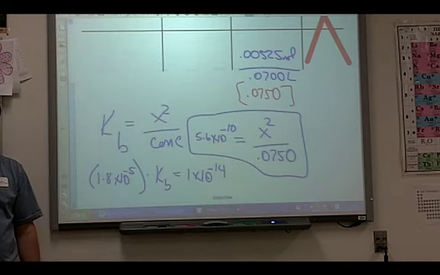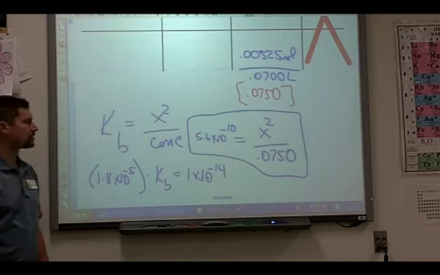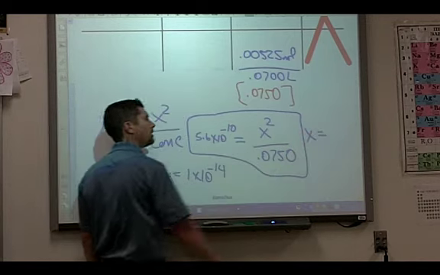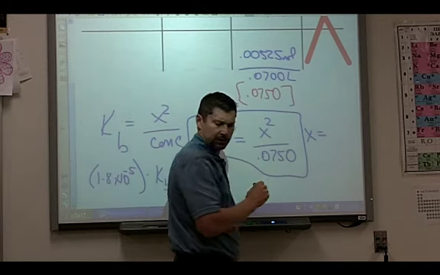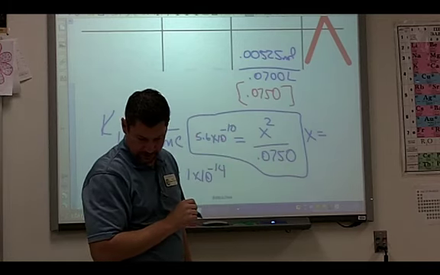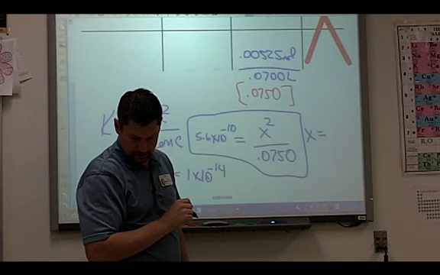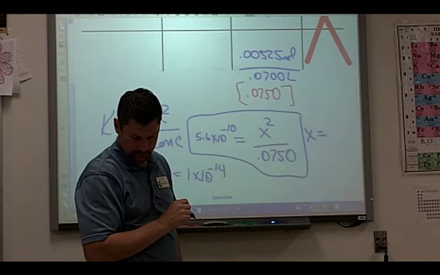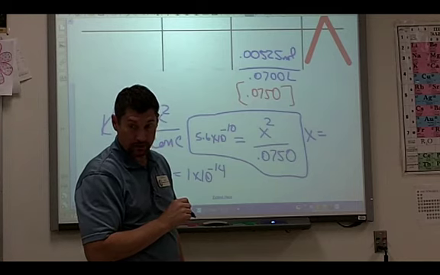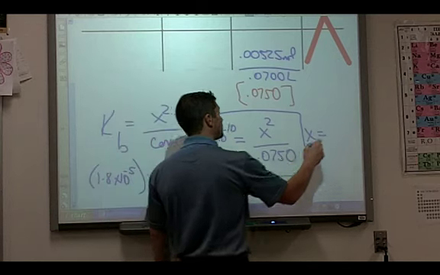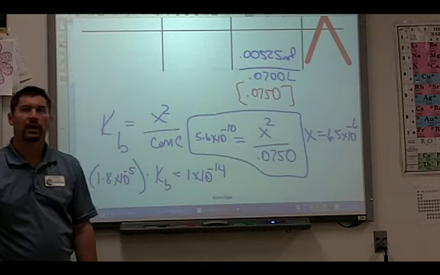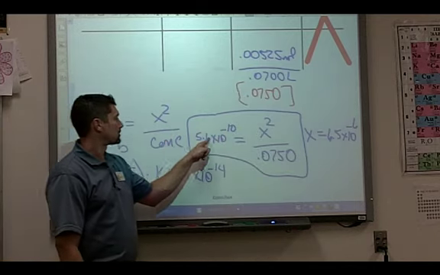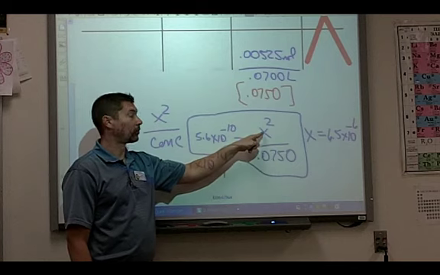Okay. Solve for x. I got 4.2. Yeah, 4.2. Well, but that's x squared. I got 6.5 times 10 to the negative. That's what I got. Oh, darn it. Okay. I took this times this and then square rooted.